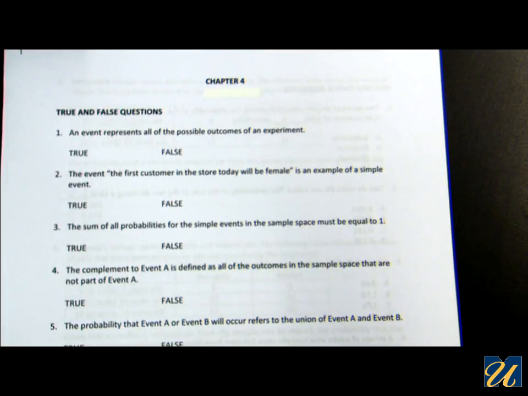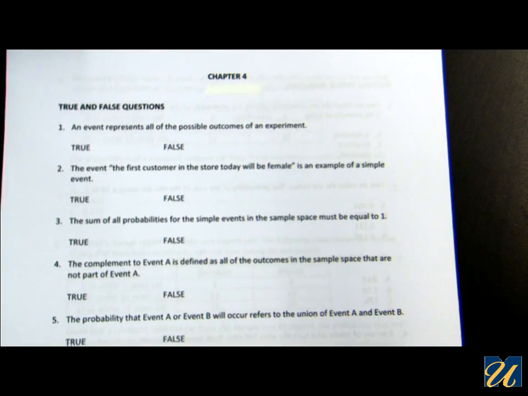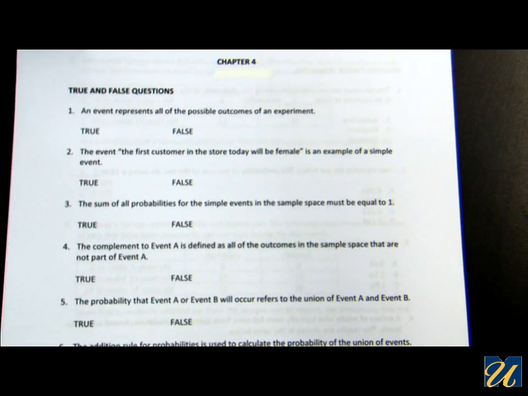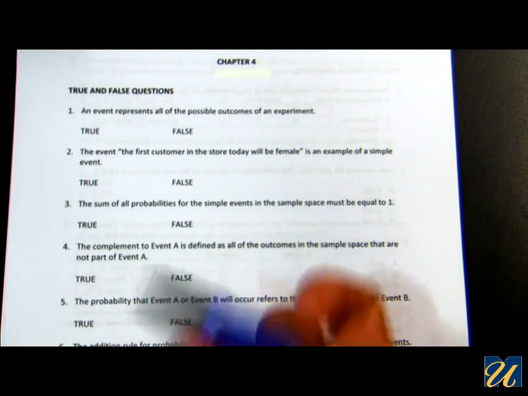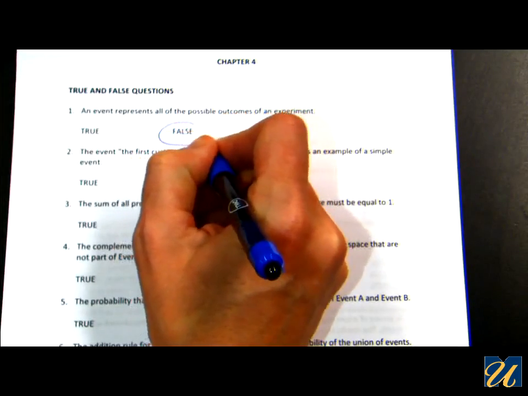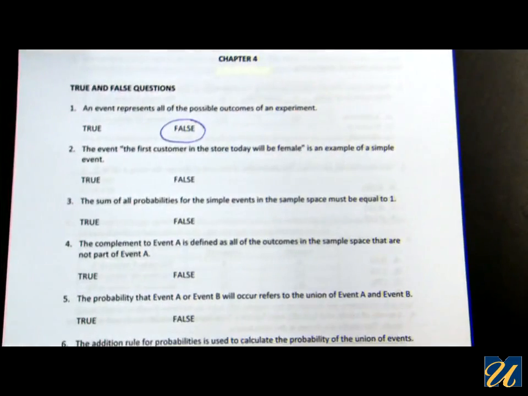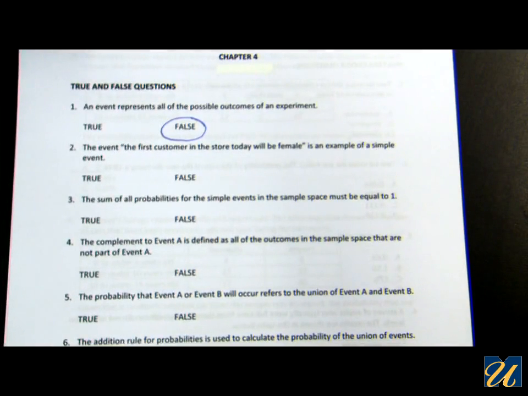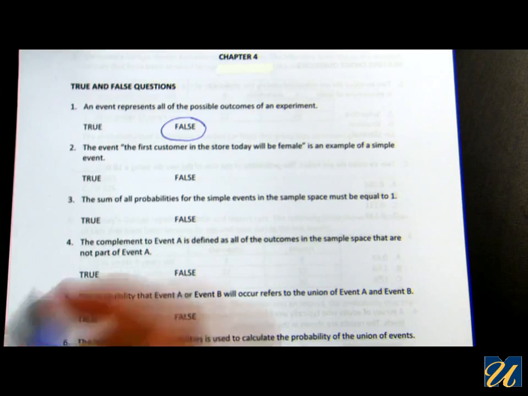Let's look at the true and false questions for chapter 4 along with some exercises. For the first one, an event represents all of the possible outcomes of an experiment. That would be false. The event, the first customer in the store today will be female, is an example of a simple event. That is true.